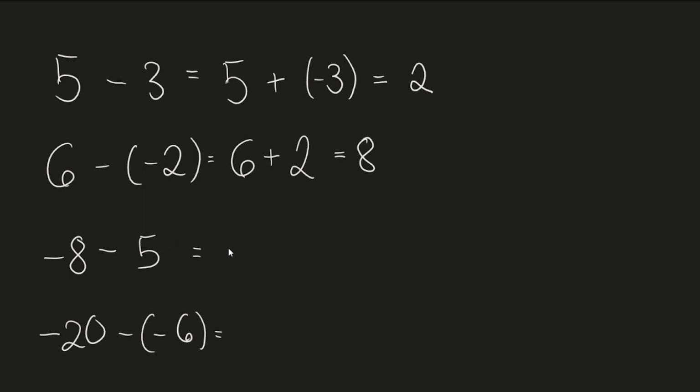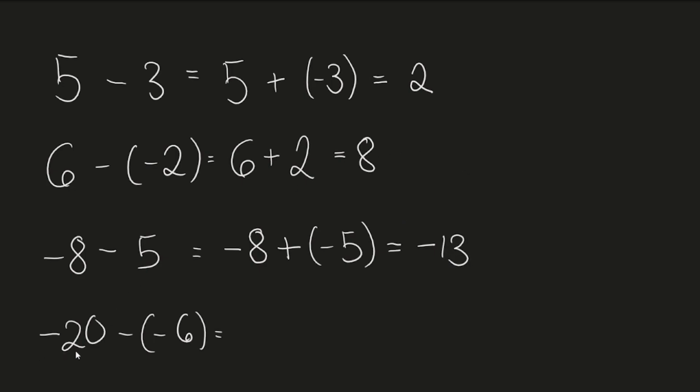Next up, we have negative 8 minus positive 5. Change that minus to positive. The additive inverse of positive 5 is negative 5. Since they are both negative, it will give us negative, and the sum of 8 and 5 is 13.